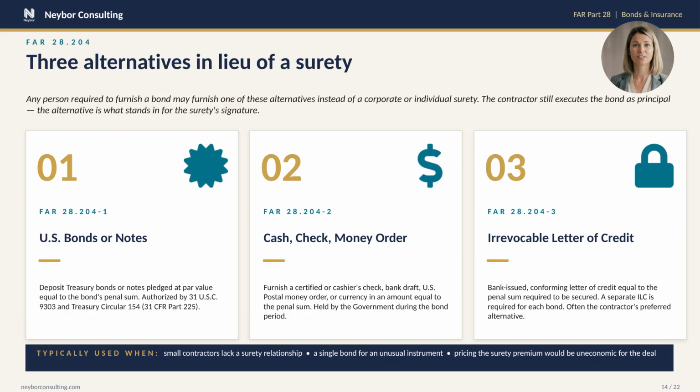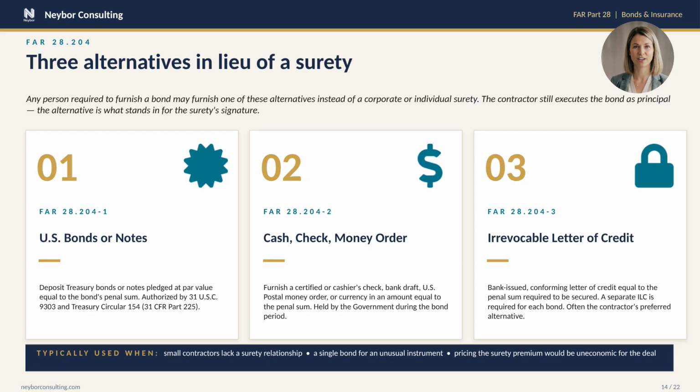Alternative 3, the irrevocable letter of credit, or ILC. A bank issues a conforming letter of credit equal to the required penal sum. Note that you need a separate ILC for each bond. You cannot use one ILC to cover multiple bonds. The ILC is often the contractor's favorite alternative because it doesn't tie up cash.